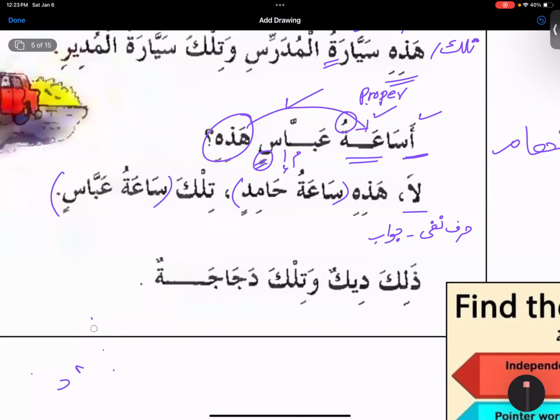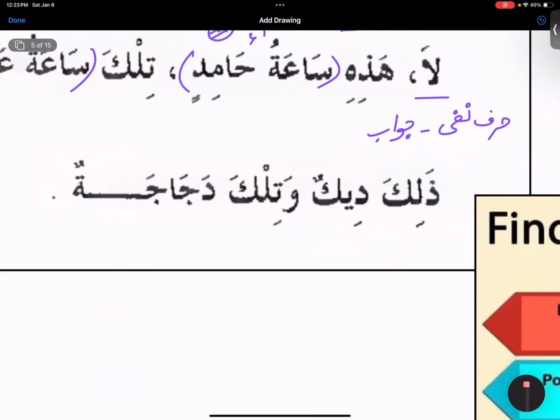Okay, now dhalika dikun wa tilka dajajatun. What is dik? Rooster. So this is male, and this is female. So that's why we say dhalika and tilka over here. We need to make sure that whatever pointer we are using, the pointer and the thing that we are pointing to should match in number and gender.